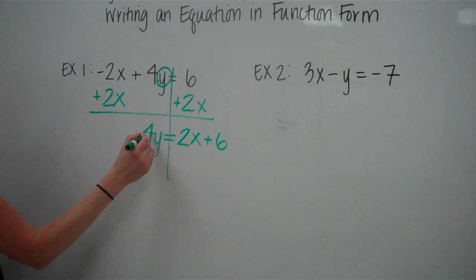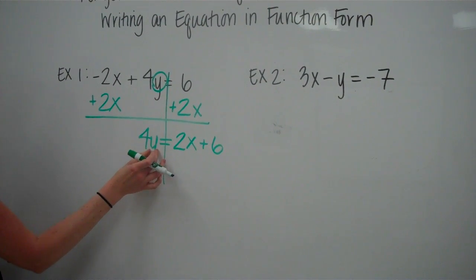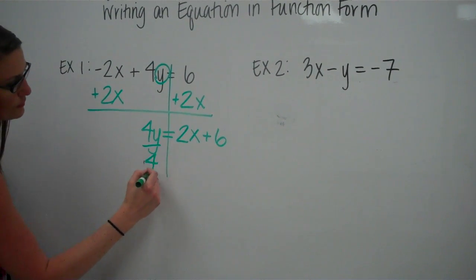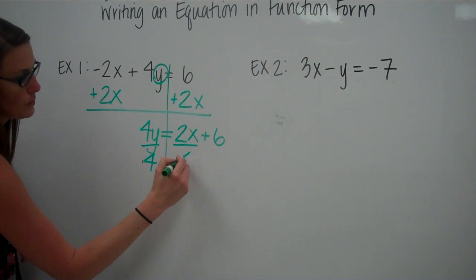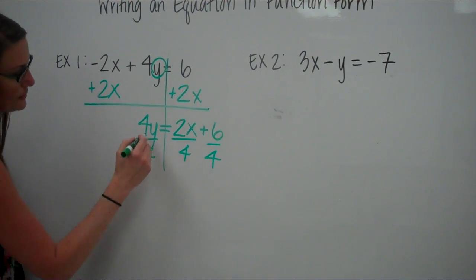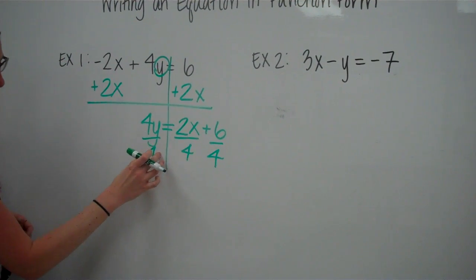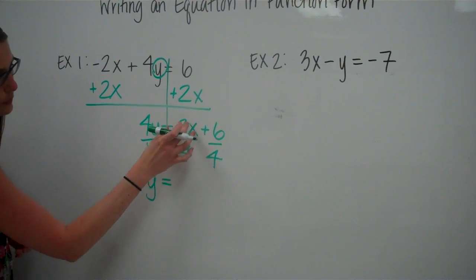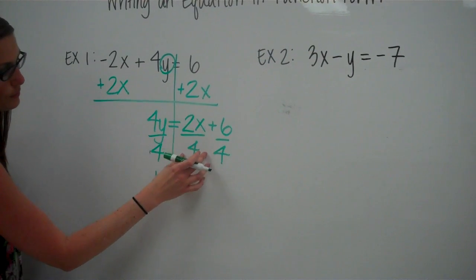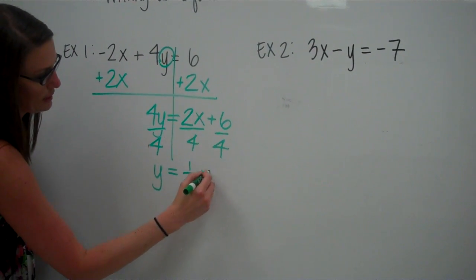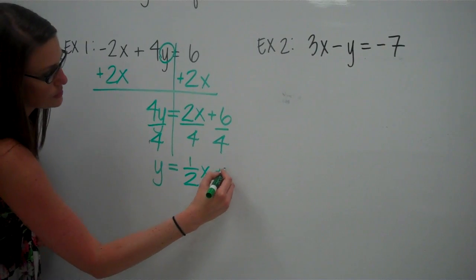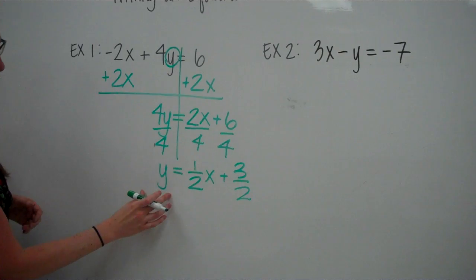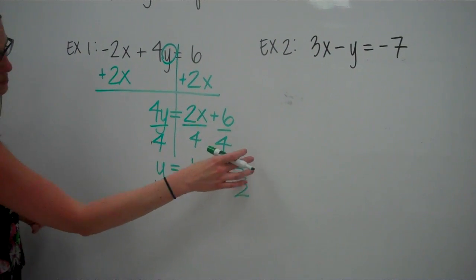Now the last step to get that y all alone is we need to shift this 4. We need to divide by 4. And you have to remember that you're going to do it to all three pieces of this equation. So 4 divided by 4 is going to leave you with 1y. We can go through and we can reduce this fraction. So 2 over 4 is going to become 1/2 x. And then 6 over 4 is going to reduce down to 3/2. So we now have our equation written in function form as y equals 1/2 x plus 3 over 2.